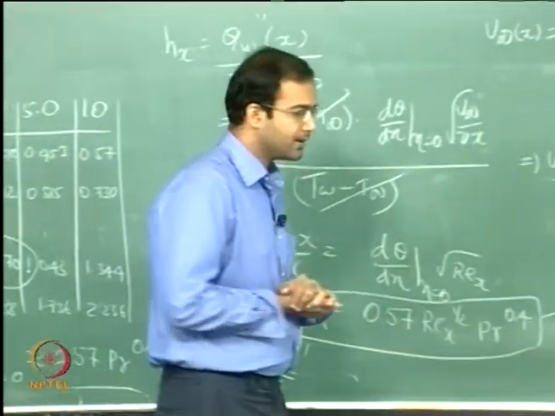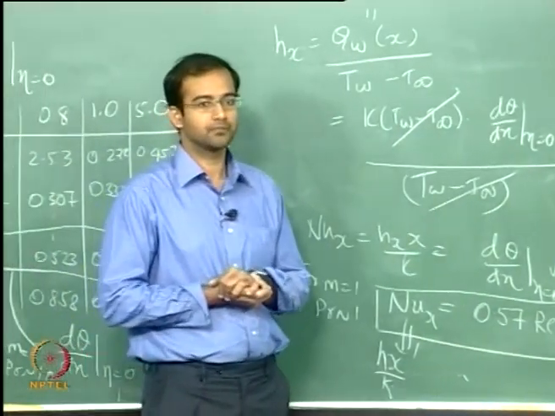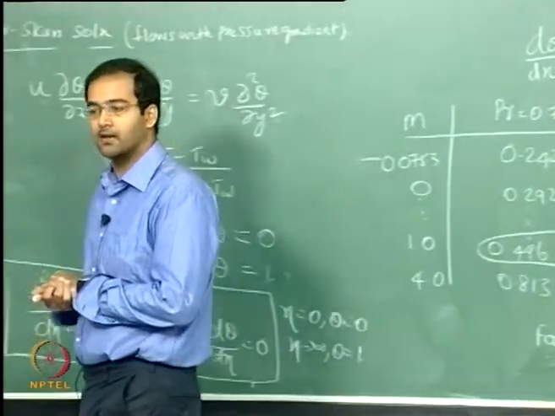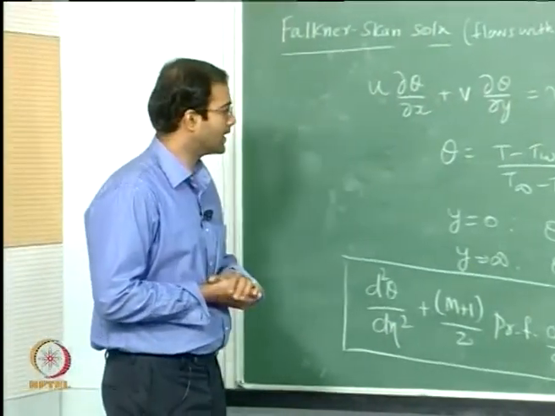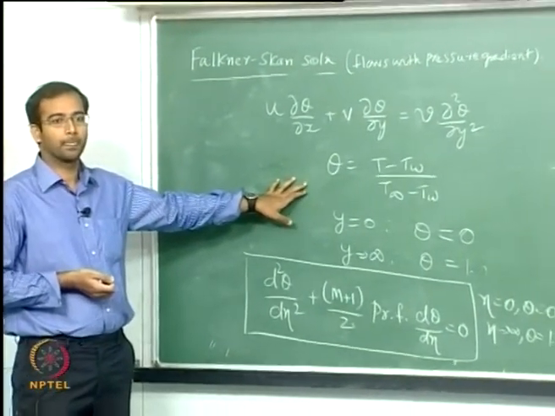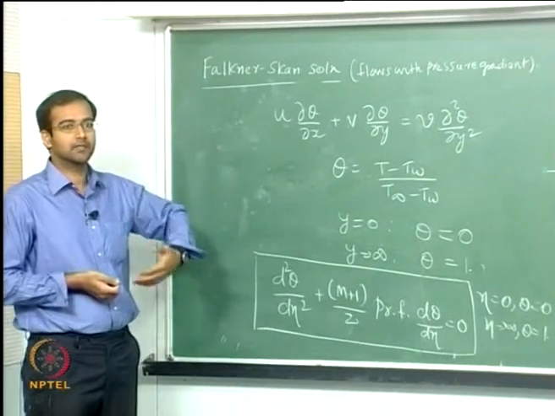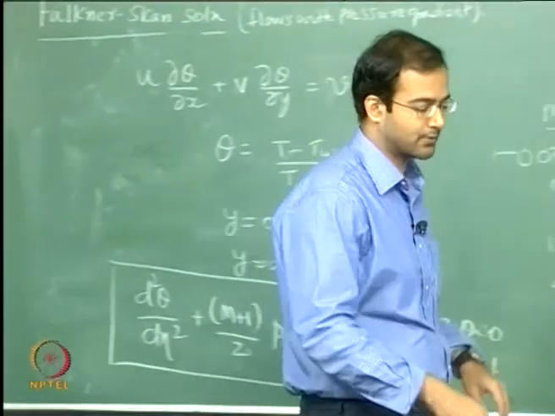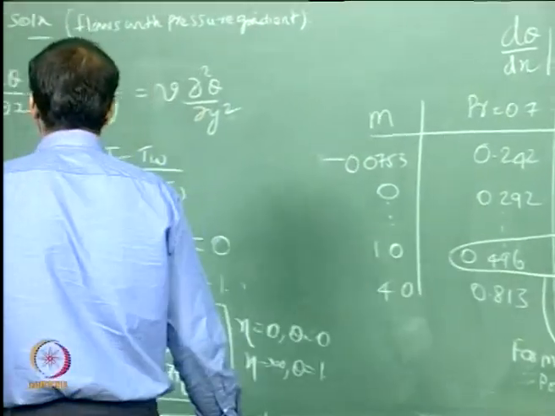The same way you can also do that for a sphere. Now for the case of 3-dimensional wedge flows, whatever we were discussing so far are two-dimensional wedge flows. The same two-dimensional wedge flows can be transformed using what is called Mangler's transformation.